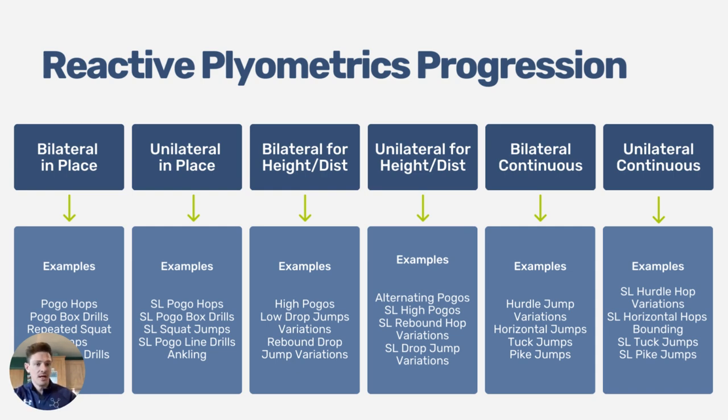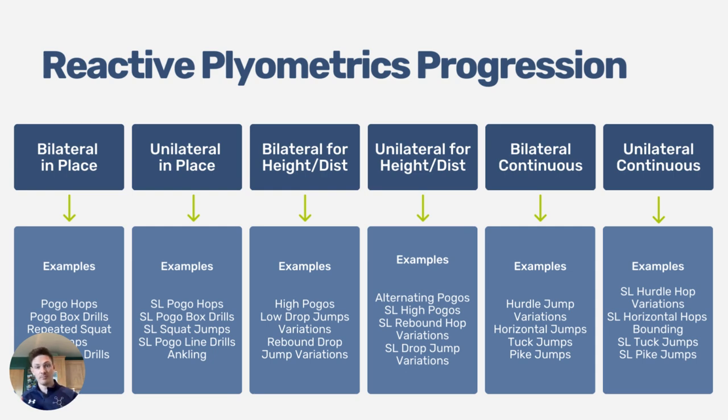In terms of progression, and this is something that we'll talk later on about as a whole, is how you progress. But in general, what we want to look at is going from bilateral in place, so that would be standing still and doing our hops. So we call them pogo jumps that we had in the last video. Moving to unilateral in place, so that would be jumping up and down doing single leg or split stance. And then we've got our bilateral for height or for distance.